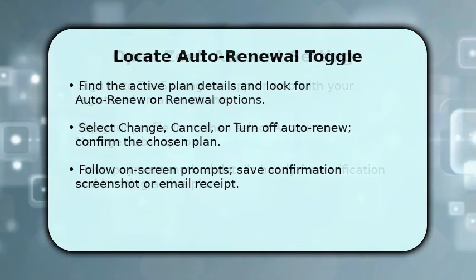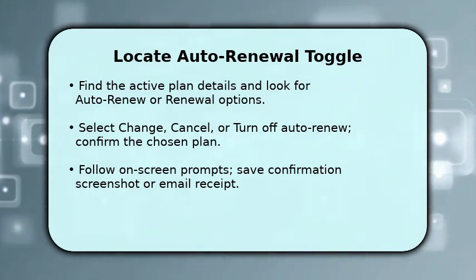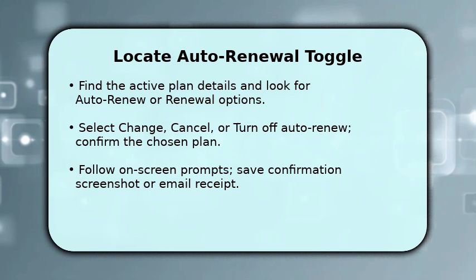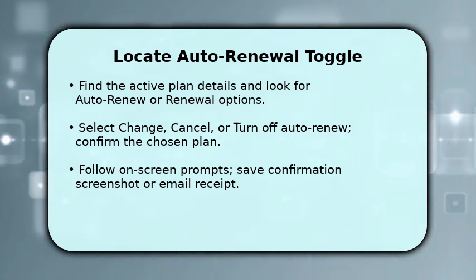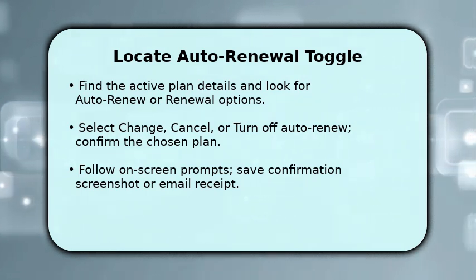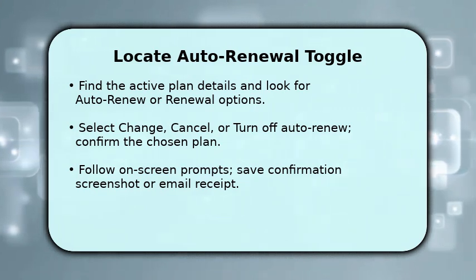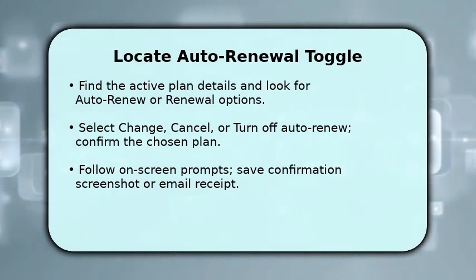Once in subscription management, locate the active plan and look specifically for auto-renew or renewal settings, because that's the control you need. You may see options labeled Change, Cancel, or Turn off auto-renew. Choose the one that stops recurring billing and confirm the exact plan to avoid canceling the wrong subscription.